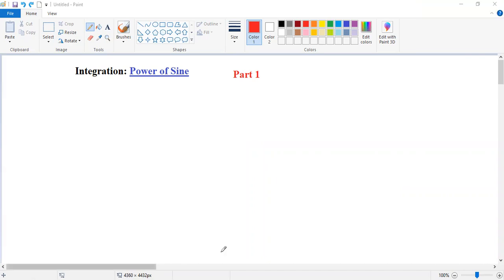First, the integral of sine u. What is the integral of sine u? The integral of sine u du is equal to minus cosine u plus c. Example.